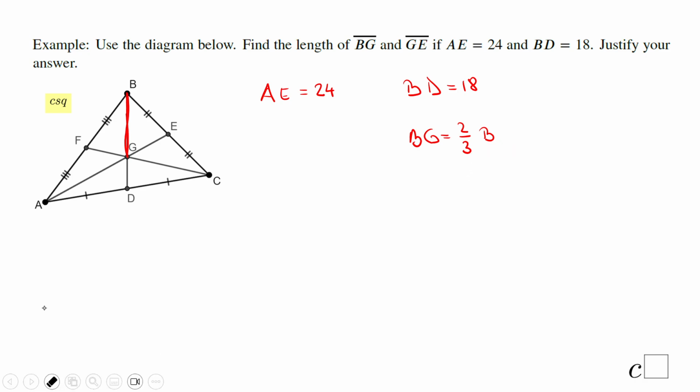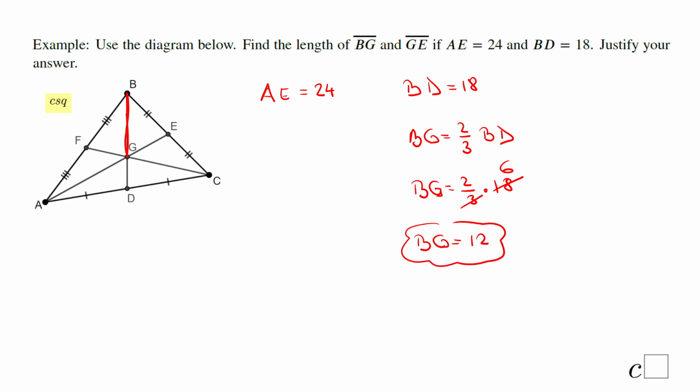So now, do we know how much BD is? Of course, it's 18, so BG will be 2/3 of 18. An easy way is to simplify here. 3 goes in 18 6 times, so BG will be nothing else than 2 times 6, which is 12.